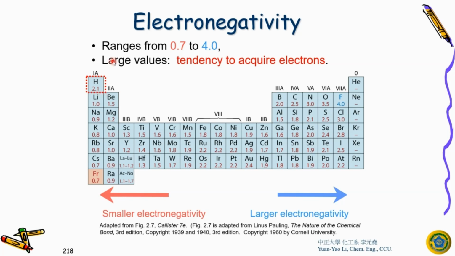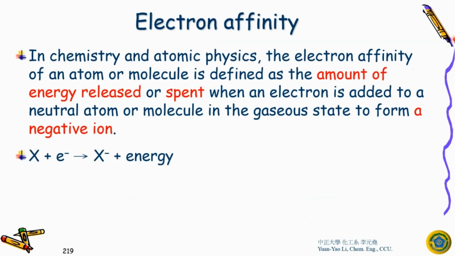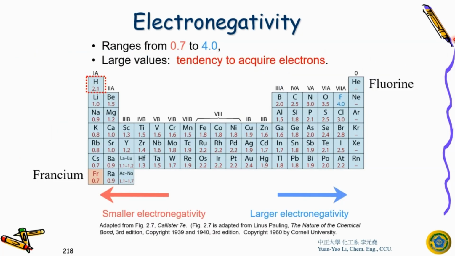There's only one exception, which is hydrogen. There's no fixed location for hydrogen in the periodic table. It should be somewhere here, right? This is an exceptional case. So francium is very low, which is 0.7, the lowest. The highest is this one, fluorine. Okay, so this is the topic of electronegativity.